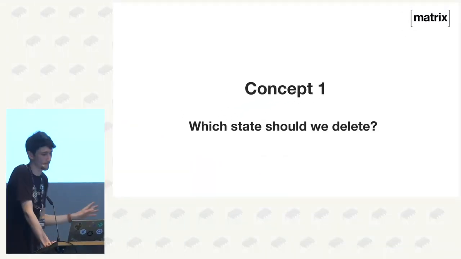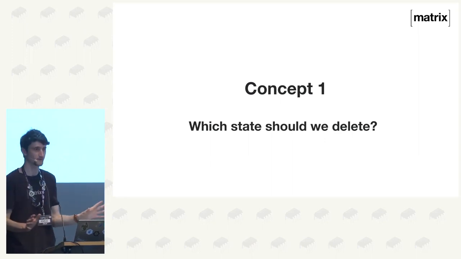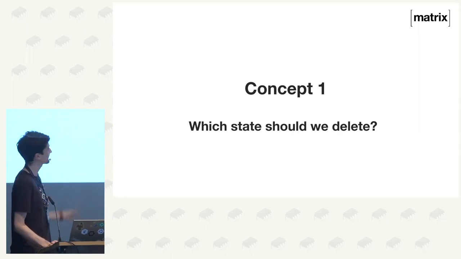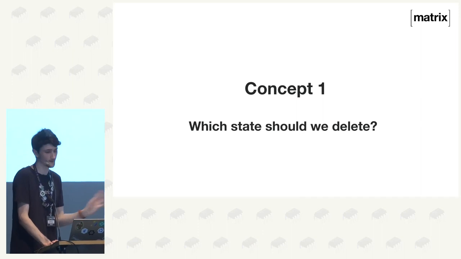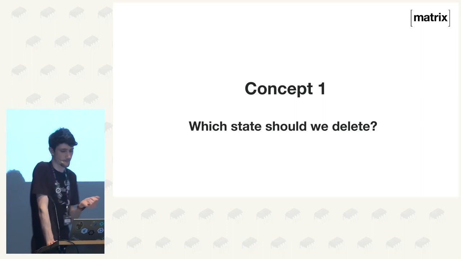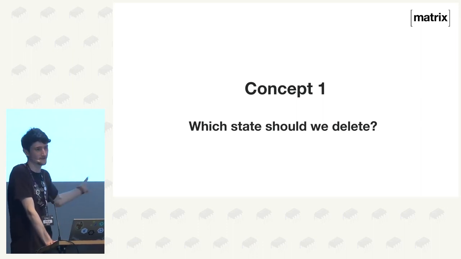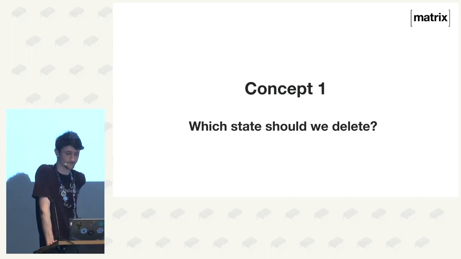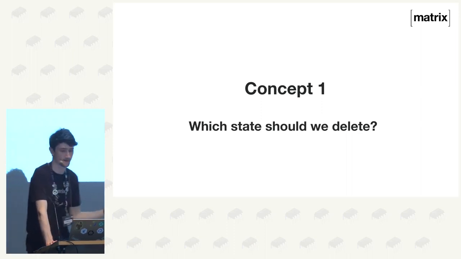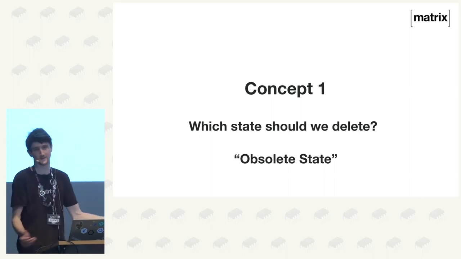Concept one, which state should we delete? Because we don't want to delete everything, obviously, like the room name. Also, for the purposes of this, we're going to ignore historical state, because room upgrades basically solve that for us. It gets rid of it for free. But what we really care about is what current state we can delete, because there's still a lot of that, as we saw in the Matrix HQ example. Let's give the state that we want to delete a formal name, like obsolete state, or obsolete state events.